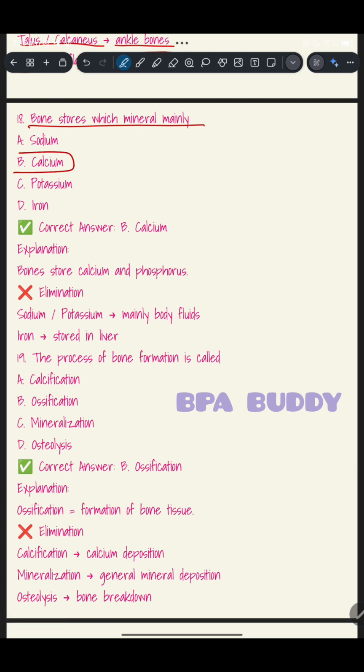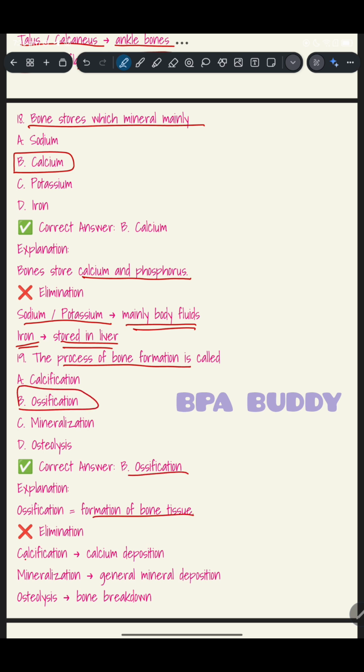Bone stores calcium and phosphorus. So sodium and potassium are mainly present in body fluids, and iron is stored in liver. The process of bone formation is called ossification, and calcification is the calcium deposition which happens, and mineralization is general mineral deposition which happens, and osteolysis is the bone breakdown.